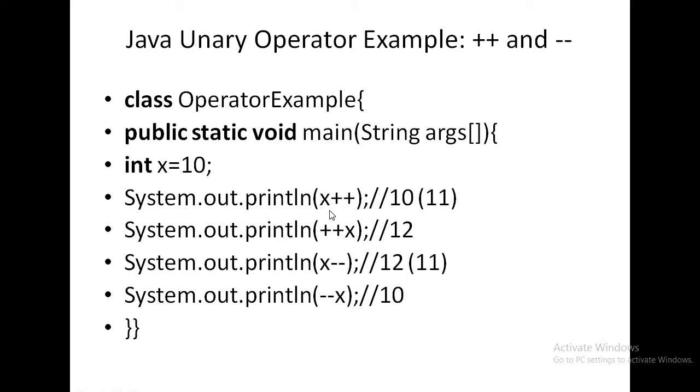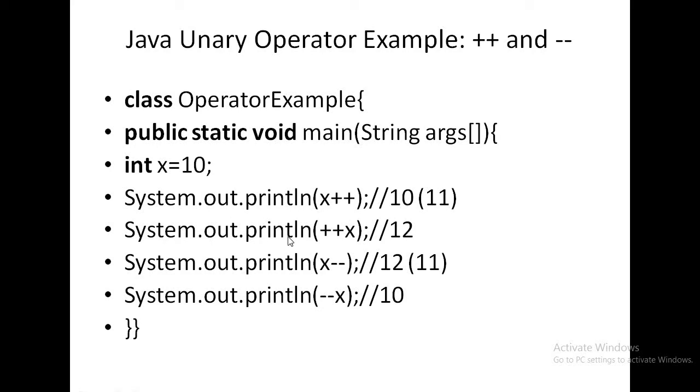System.out.println x plus plus. So this is post incrementation. Post incrementation means the value is first assigned. So 10 is assigned to x, so the output is 10. After assignment, the value is incremented to 11. Okay. First 10 is assigned to x and the value of x is printed. After printing, the x value is 11. That means here 10 is printed.